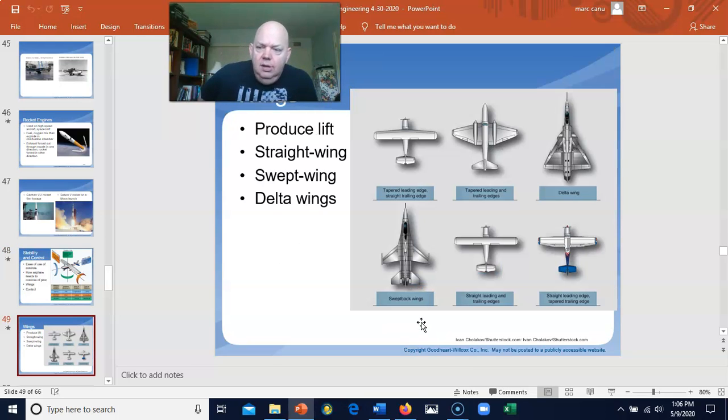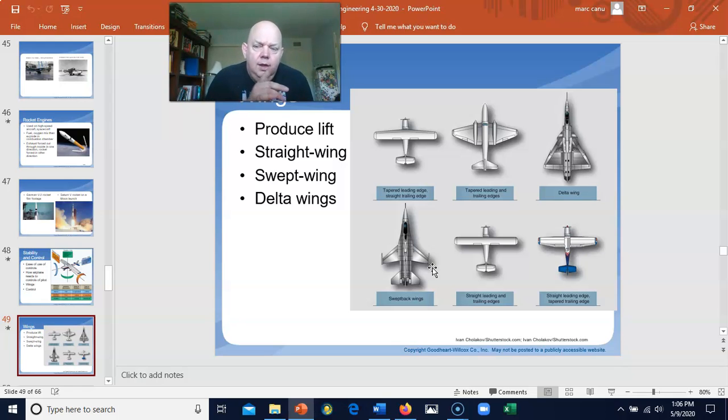How about wing design? There are different purposes for wing design. Producing lift would be a big one. But there are also different types of design, and that's what I wanted to show you. If you look at these planes here, they're pretty much straightforward, very straight wings, as opposed to this one, which is a delta wing. You can see the triangle, the delta. And here are the swept-back wings, which are for your modern military fighters.